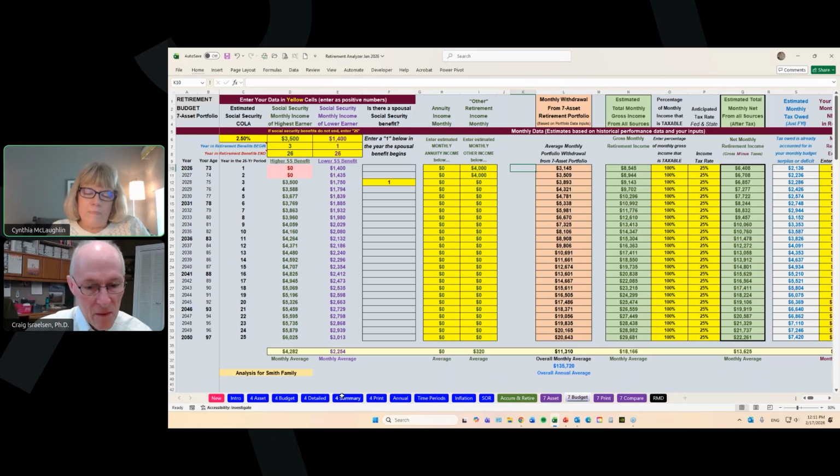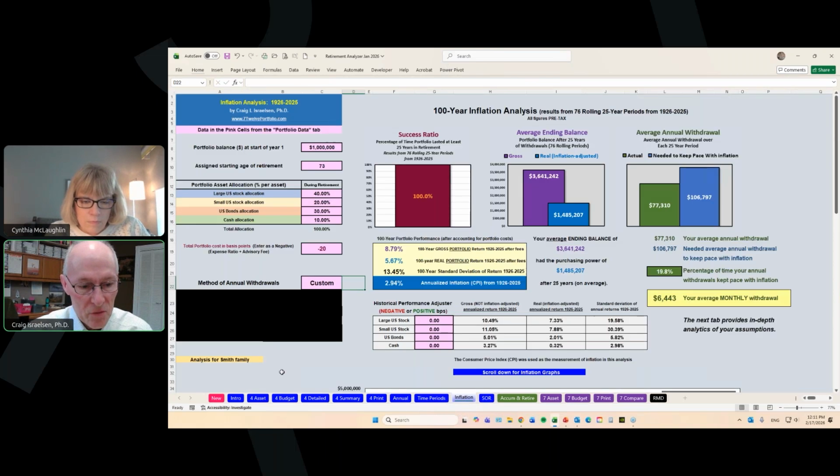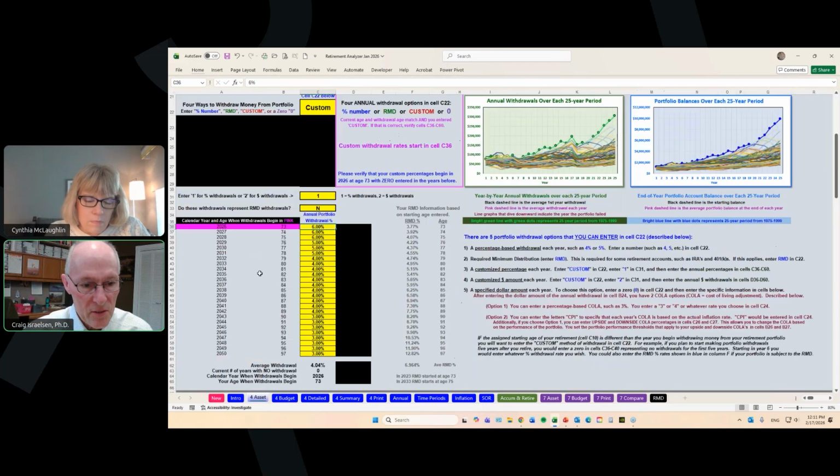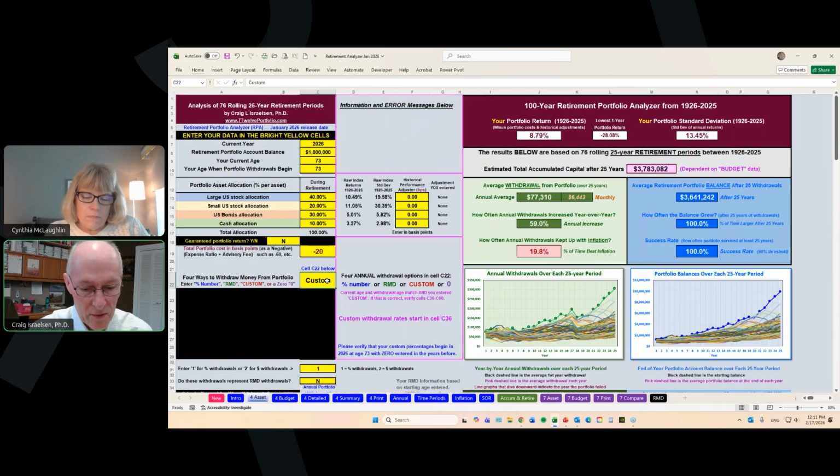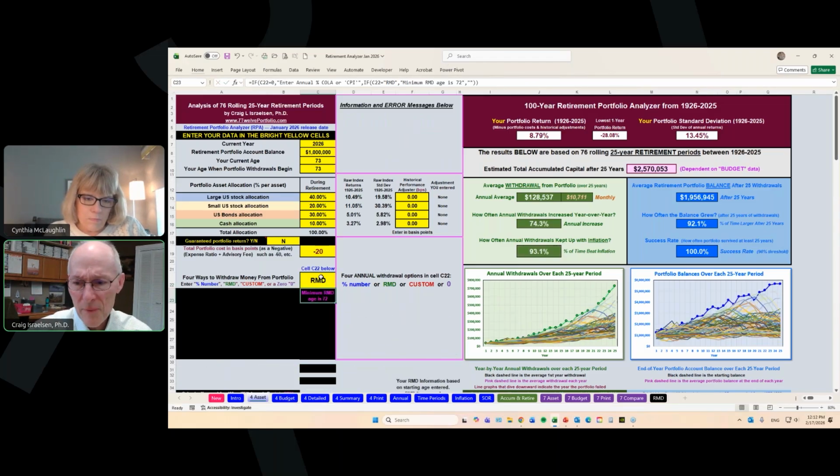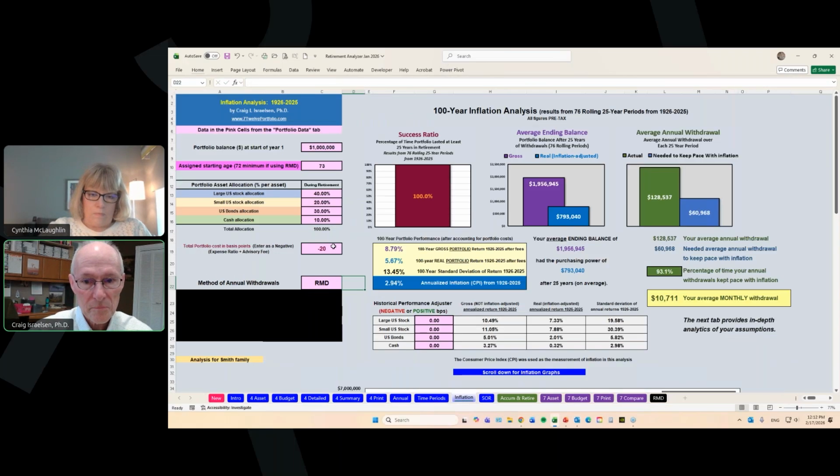Yeah, you bet. So the inflation tab right here. Let me click on that. So this is now drawing upon the 4 asset portfolio. Let's go back to RMD because that impacts a lot of us. I'll stay with the 60/40 portfolio for now, but I'm going to click on the inflation tab.